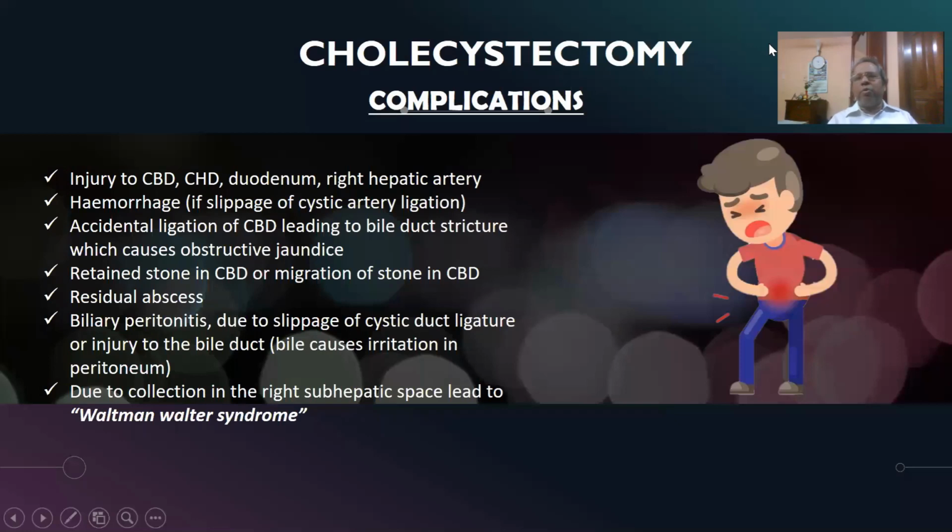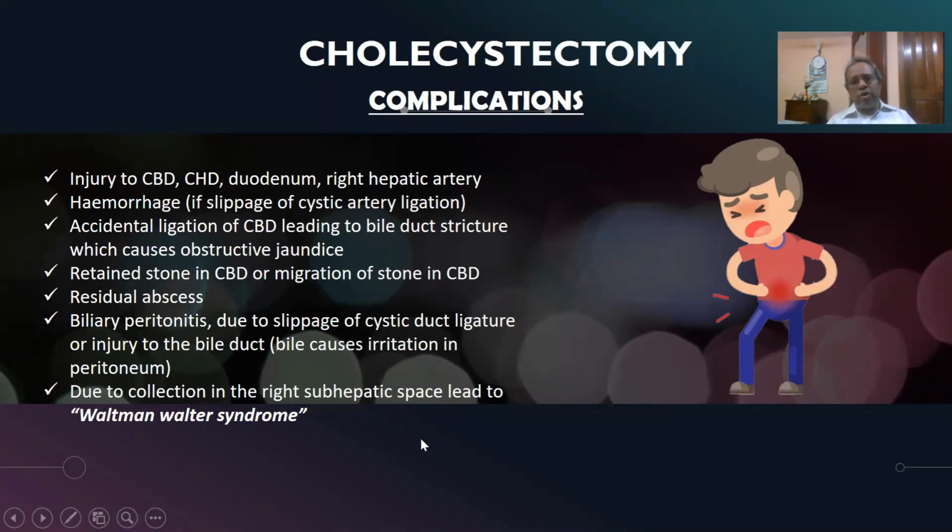The decreased cardiac output causes pain in the chest due to ischemia of the heart. So the patient presents with heart pain, that means chest pain. That chest pain is not due to heart disease, it is secondary to the effect of the intraperitoneal collection. This syndrome is called the Waltman-Walter syndrome.